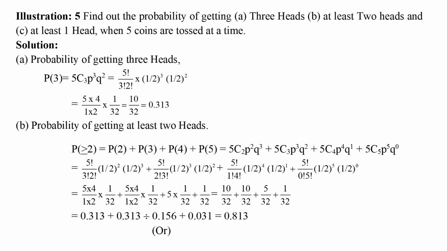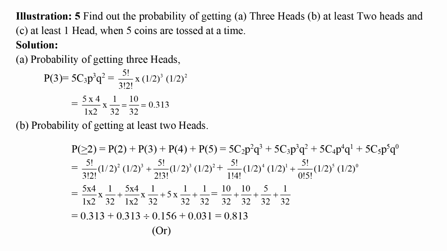Illustration 5. Find out the probability of getting A, 3 heads, B, at least 2 heads, and C, at least 1 head, when 5 coins are tossed at a time. Solution. A, probability of getting 3 heads. P3 equals 5C3 p cubed q squared equals 5 factorial by 3 factorial into 2 factorial into 1 by 2 raised 3 into 1 by 2 raised 2.